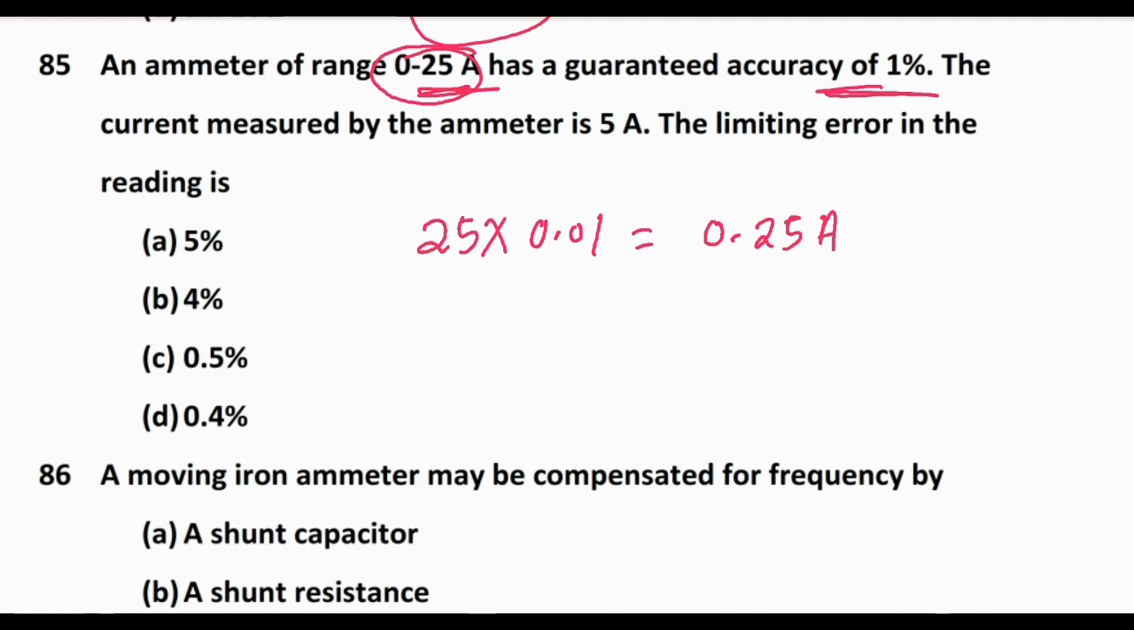So 0.25 ampere is the error which we will see for every measurement if we use that ammeter to measure anything. So for 5 ampere of measurement, what will be the limiting error? For 5 ampere, this will be the limiting error, and limiting error in terms of percentage will be 0.25 by 5 into 100. This will be 5%. You can also remember the formula, but this is the meaning of guaranteed accuracy error, and this is very important for exams, guaranteed accuracy error term.